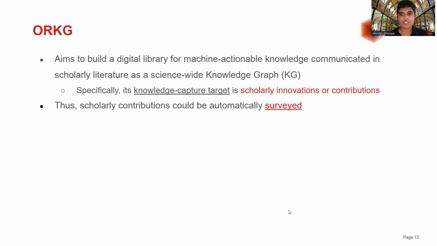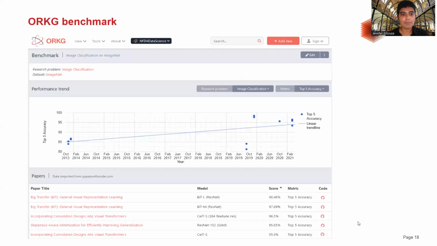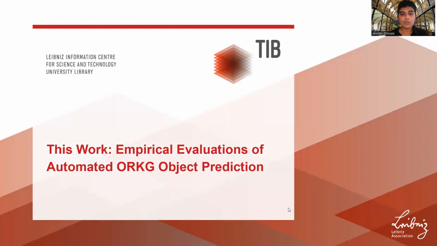With structured scholarly contributions in a knowledge graph, they can be automatically surveyed, visualized, and benchmarked. Thus, with machine-computable fine-grained scholarly knowledge in the ORKG, the scientist's information access needs via smart information technology is met. So now we come to our work. This work aimed to build an application for the ORKG, an NLP application of the ORKG.